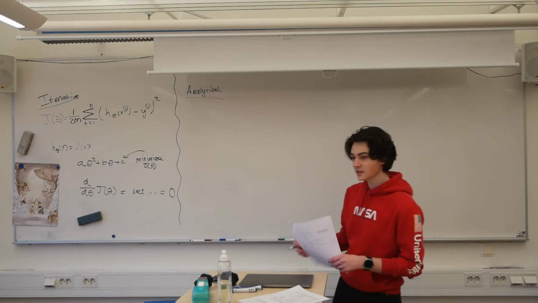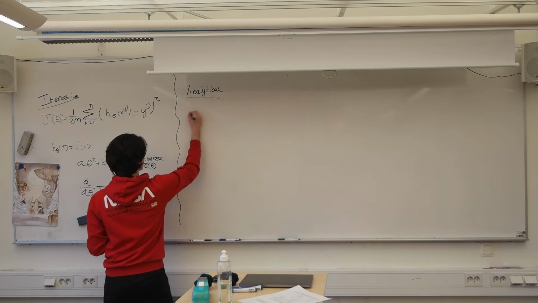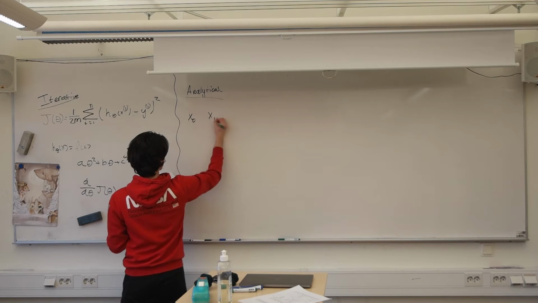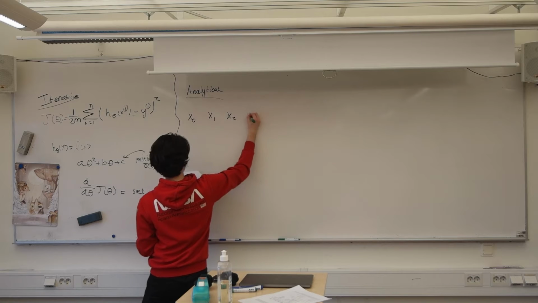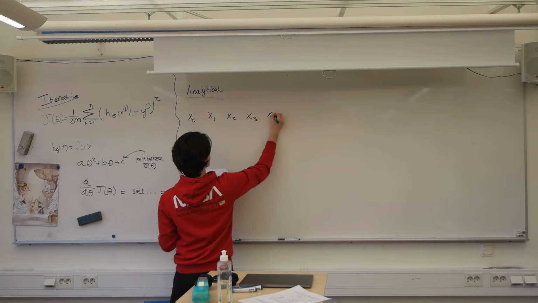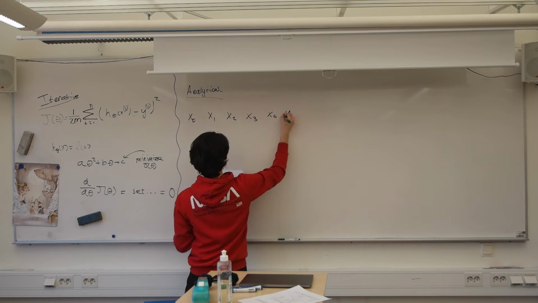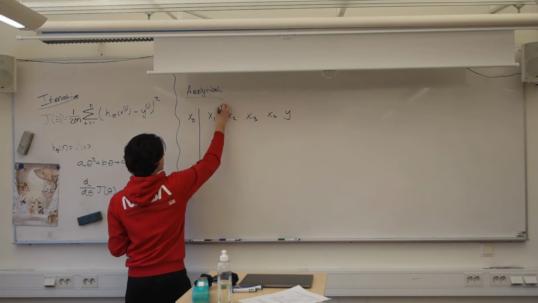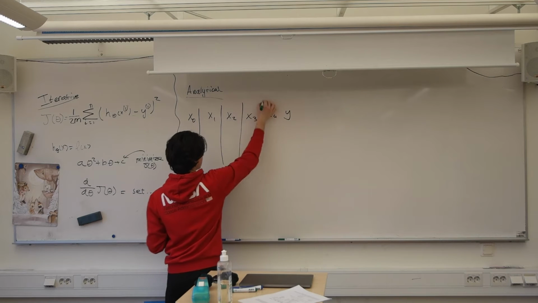It's got a ton of things. So we're going to start with x0, x1, x2, x3, x4, and y. So we can just make a nice table, like so.